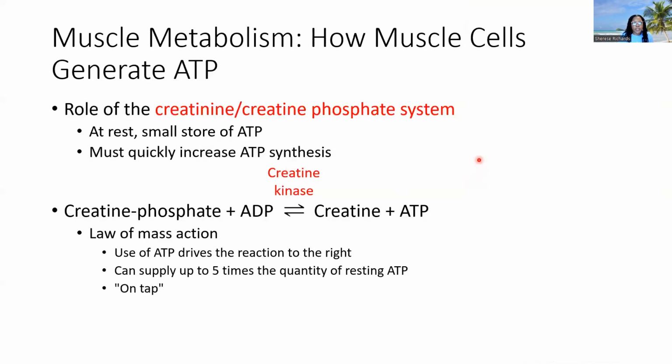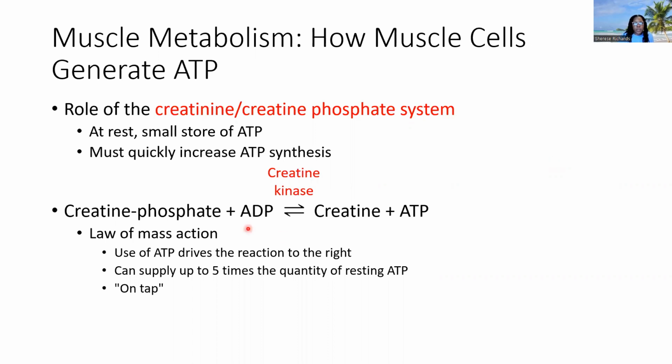So let's start with that first mechanism, the creatine phosphate system. So the role of this system is to get the contraction started. When you start muscle contractions at rest, there's a small amount of ATP that's really just on tap, that's really just standing by, ready to go. And because muscle contractions start instantaneously, there needs to be a source of ATP that's just standing by, ready to give that energy in order to get the contraction started.